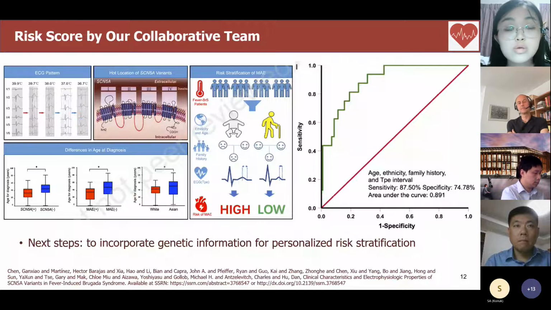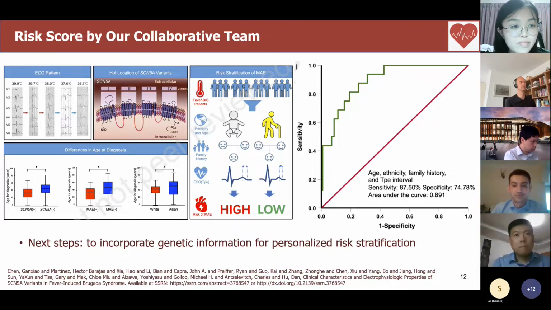Recently, our collaborative team have also developed a score ourselves, in which we've included the hot location of SCN5A variants into the score to employ a more personalized approach. Although SCN5A mutations do not occur in all patients, by including genetic findings, it has allowed improvement in the accuracy of the risk score to an AUC of 0.891. This suggests that incorporating genetic information into the use of clinical risk scores can help to improve the accuracy of prediction by making it more personalized.